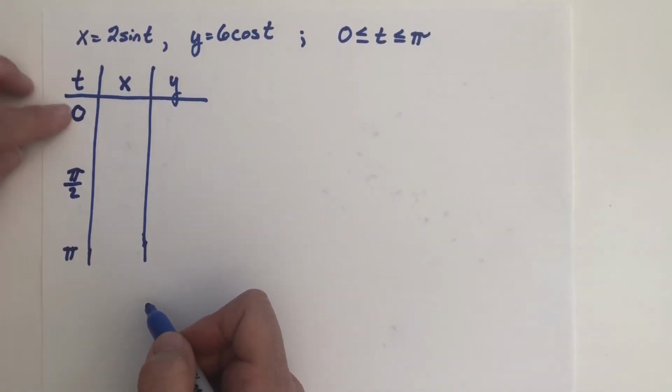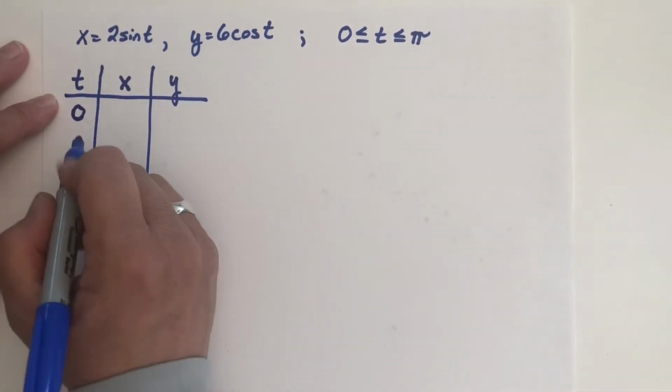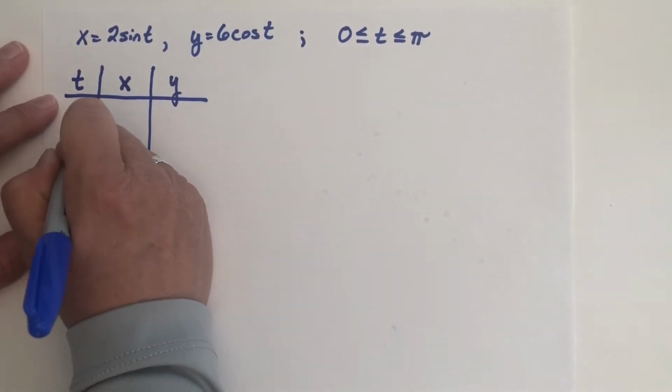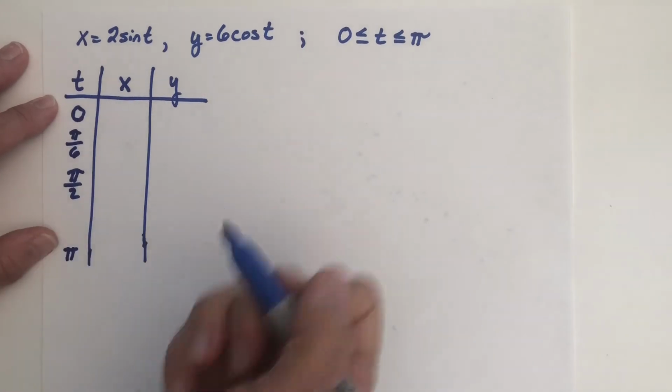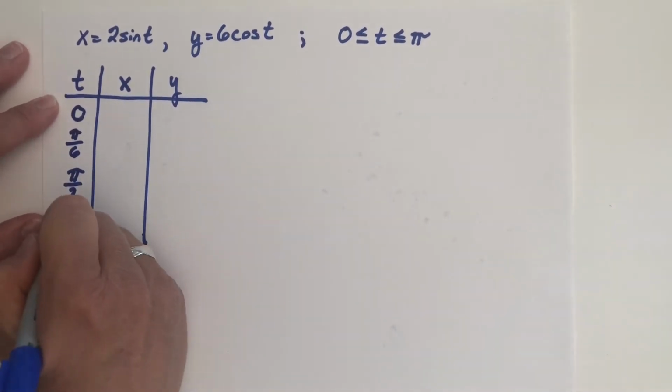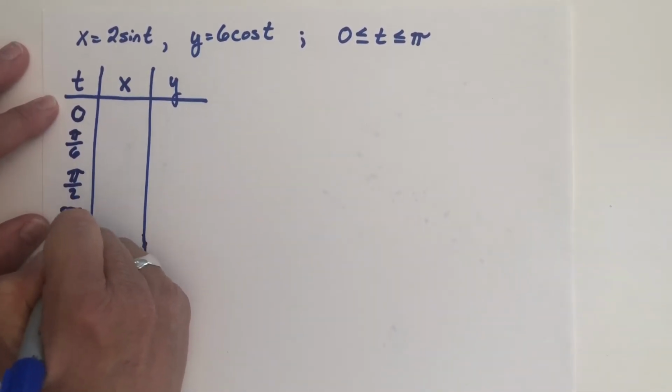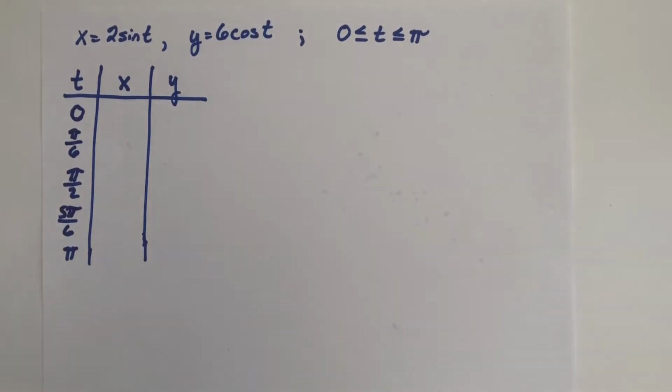I'm going to use pi over 6 just because I like the value when I substitute it into the sine function. So I'll put in pi over 6. And you could pick something different. And similarly, I'll put in 5 pi over 6 here. You could pick other values. Those are just the ones that I chose.